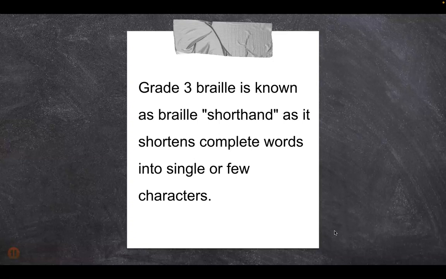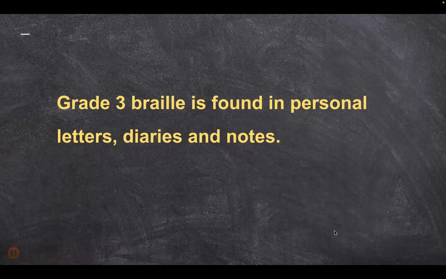Grade 3 Braille is known as Braille shorthand, as it shortens complete words into a single or few characters. The blind or visually impaired person would create their own type of shorthand to take notes and write in diaries and make lists and so on. And there is no standard or rules for grade 3 Braille, so you won't find any books or publications written in grade 3 Braille, so it's a lot less common, but it's still useful. So it's found, like I said, in personal letters, diaries, and notes.